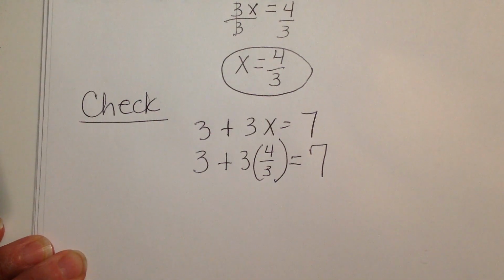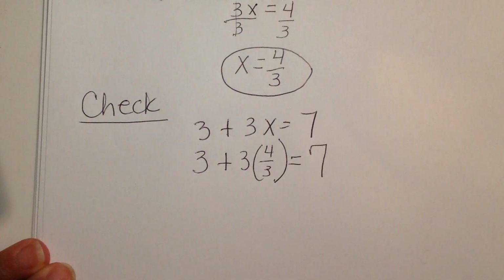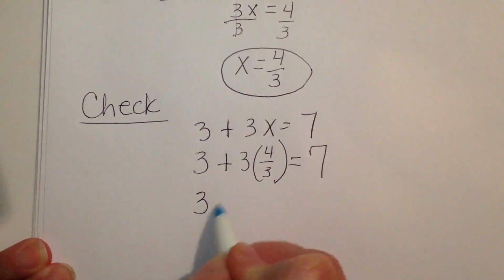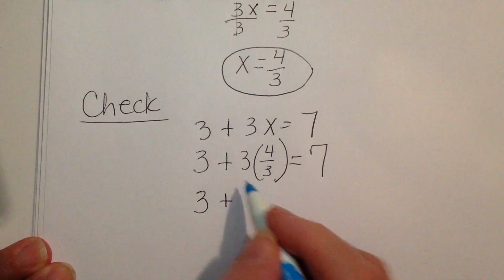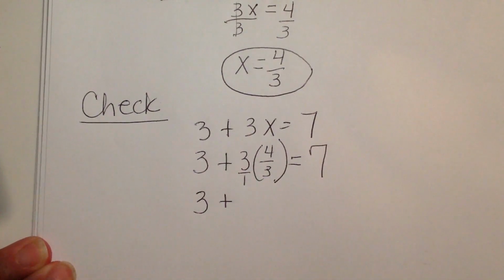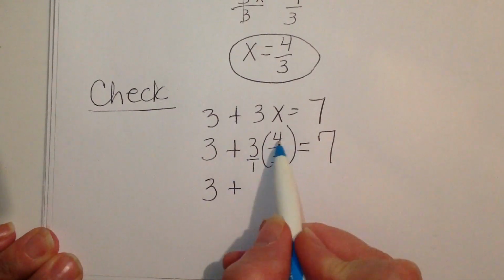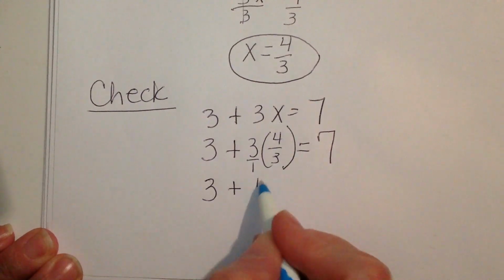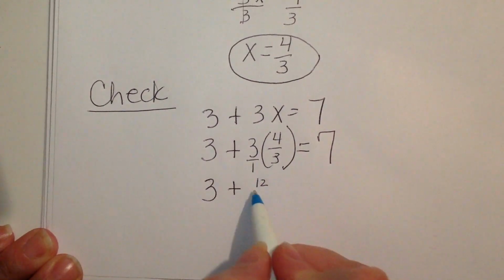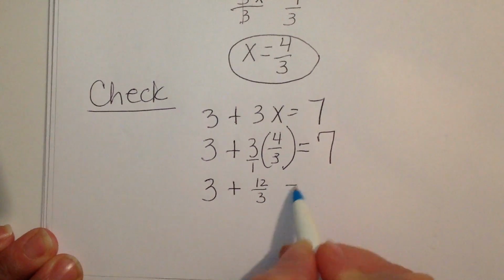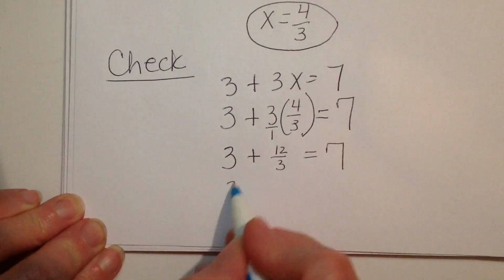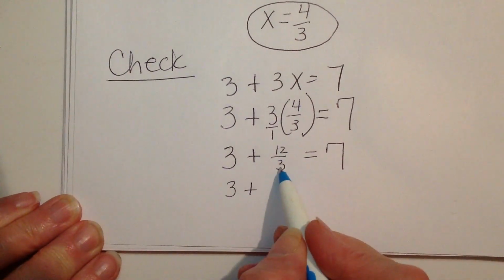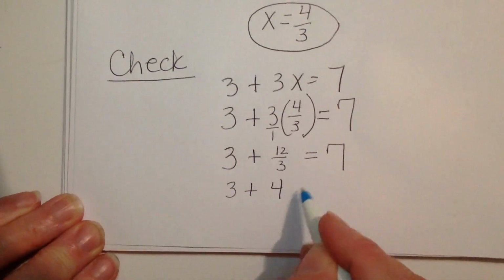What we want to do is see if the left side of the equation equals the right side of the equation. I have 3 plus, we need to multiply 3 times 4/3. Think of 3 being over 1. If you multiply straight across, you get 3 times 4 gives you 12. 1 times 3 gives you 3. Does that equal 7? Reducing my fraction, 12 divided by 3 gives you 4.